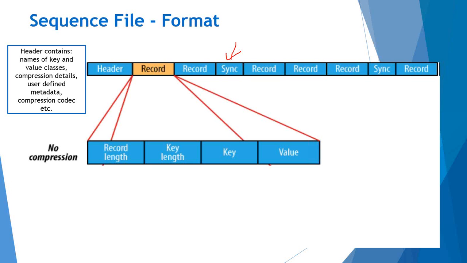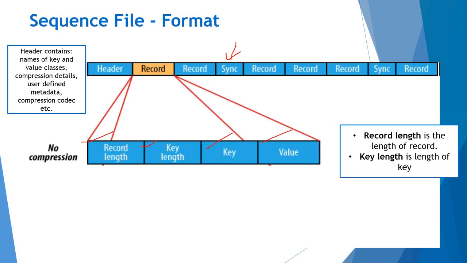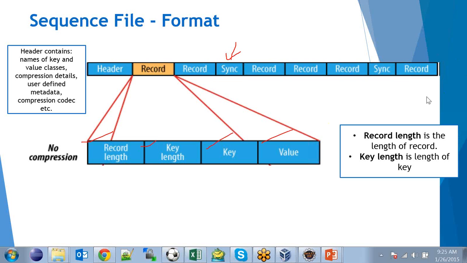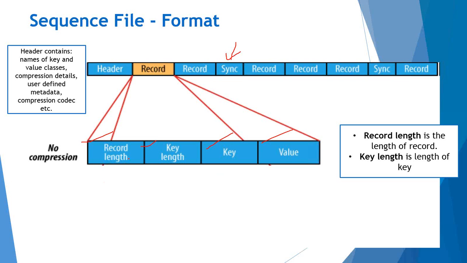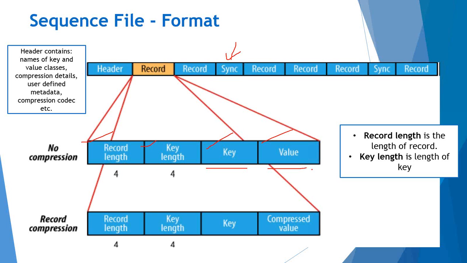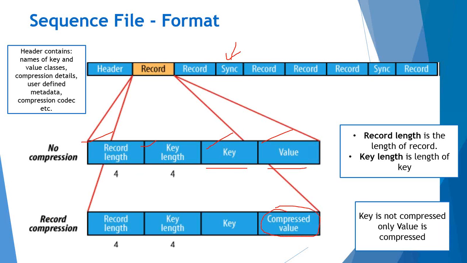And the record, if it's not compressed, will look something like this. It will contain the record length, key, and value. The record length is nothing but the length of the whole record. The key length is nothing but the length of the key, and the rest is the value length. So record length minus key length is the value length. And if the record is compressed, it contains the record length, key, and the compressed value. The key is not compressed. So this is how at the backend the sequence file stores your data.